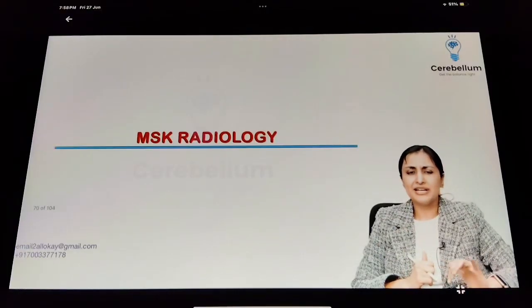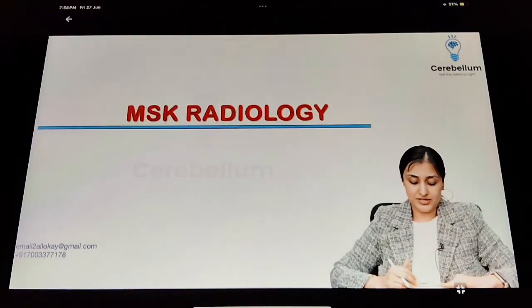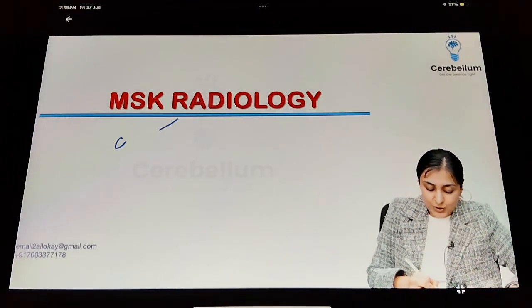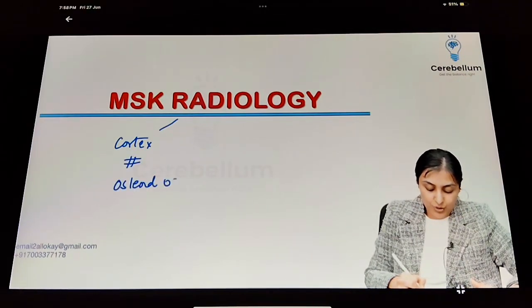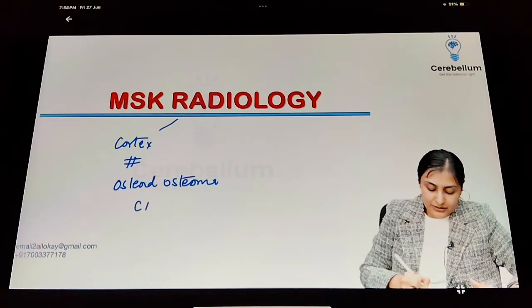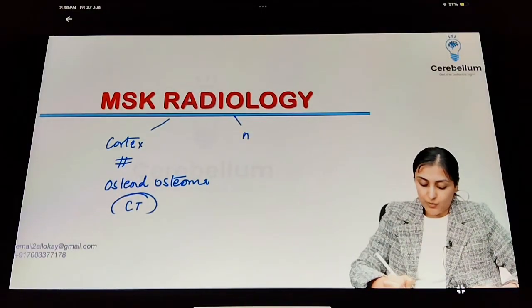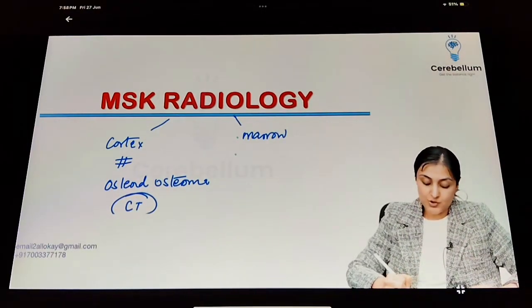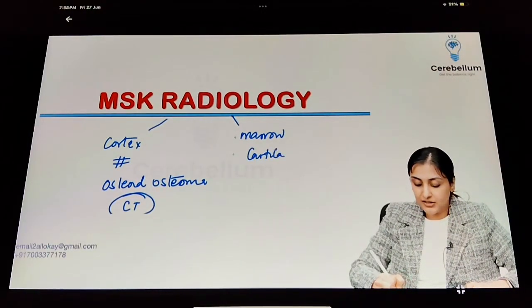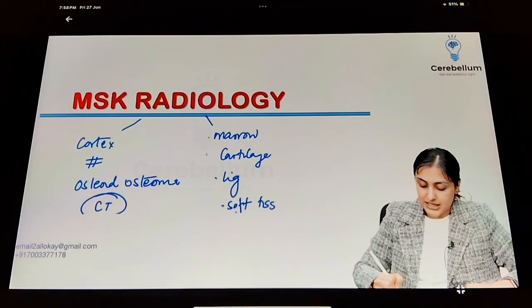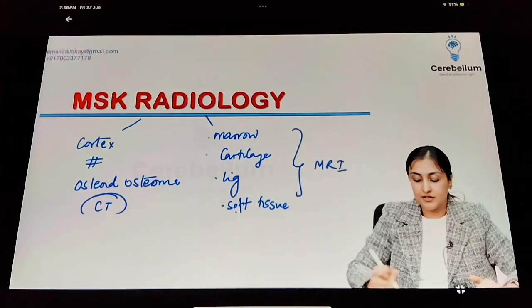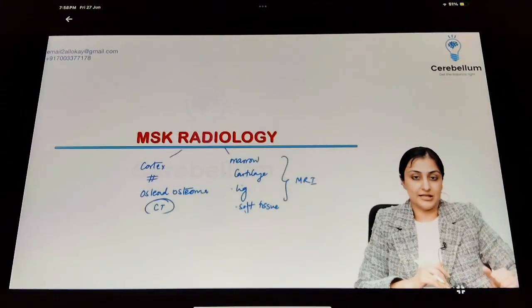Okay. So before I go into anything, I just want to brush up on the thumb rules here because that's important. Now, anything to do with bone cortex, right? So your fractures, osteoid osteoma, which was a cortical-based lesion, we will rely on CT. But when we talk about the bone marrow, when we talk about cartilage, when you want to see ligaments, when you want to see soft tissue, then my reliance is on MRI. So this is the basic concept of imaging in MSK radiology.